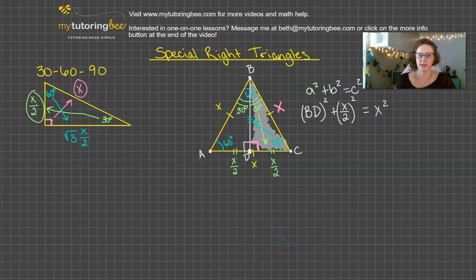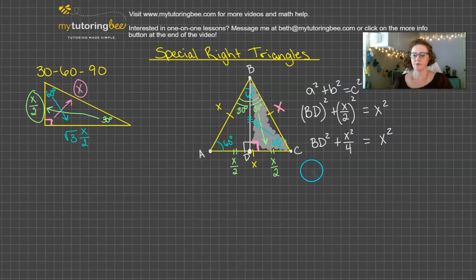So you see we're just taking these variables and numbers from the triangle that we've constructed and substituting them into the Pythagorean theorem. So let's start to solve or simplify this. BD squared, we're just going to write as BD squared. X over 2 squared just means it's being multiplied times itself. So that would give us x squared over 4, right? 2 times 2 is 4. X times x is x squared. And that equals x squared.